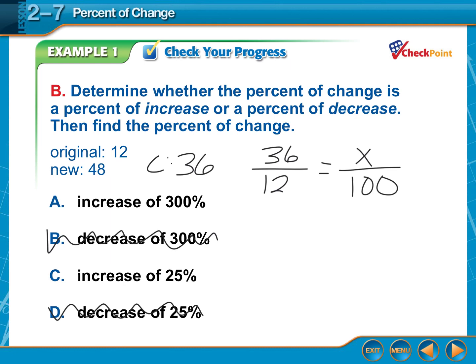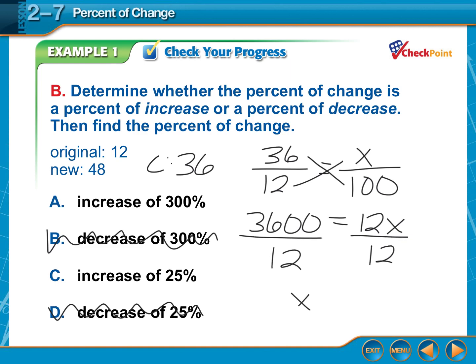Multiply. Yep. 36 times 100 is 3600, and then we have equals 12x. Last step, divide by 12. X equals 300. So an increase of 300%. It was just an increase of a big number.